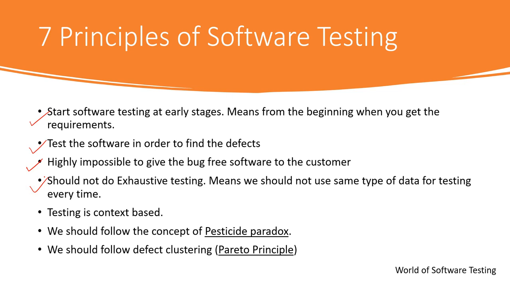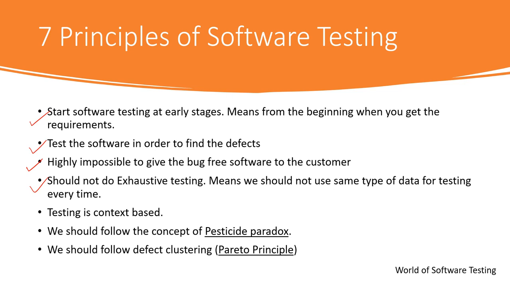The fourth principle is that we should not do exhaustive testing, meaning we should not use the same type of data for testing the application every time. It is not possible to test all the functionalities with all valid and invalid combinations of input data during actual testing practice. So instead, based on priority, a few combinations are considered using different techniques which can help improve the test coverage. Those techniques are BVA, that is boundary value analysis, and ECP, equivalence class partitioning, and there are a few more techniques available to help improve the test coverage. We'll discuss those in the upcoming lectures.